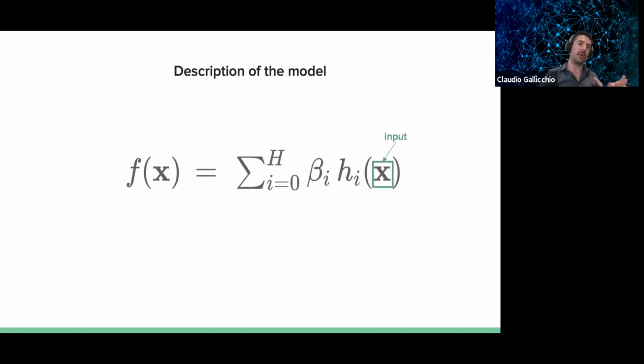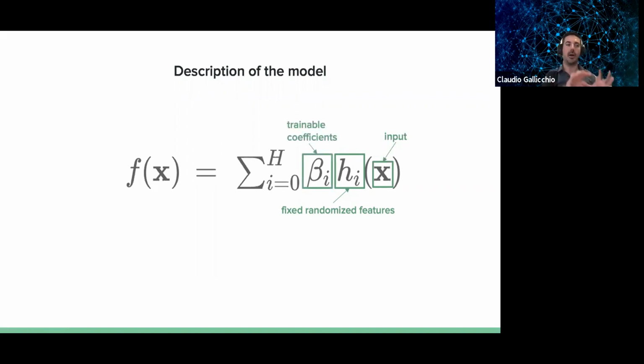So we can do this by considering a number of fixed random features, so a number of random functions h_i that are applied to our input x, and then we can linearly combine these by a number of trainable coefficients beta_i. Here I indicate by beta because we focus the learning only on those. So we have our input, we expand our input using random features, and then we create a linear combination of these random features in order to get the output, where these random features can take the form of generic sigmoid functions with random weights.